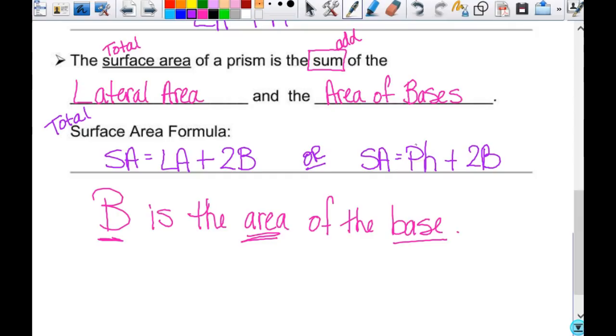So this doesn't mean I'm multiplying L times A. That's actually a lateral area there. It depends on what the question is asking you for. If you're asked to find the lateral area and then also asked for the surface area, then you probably want to use this first one because you already have that.